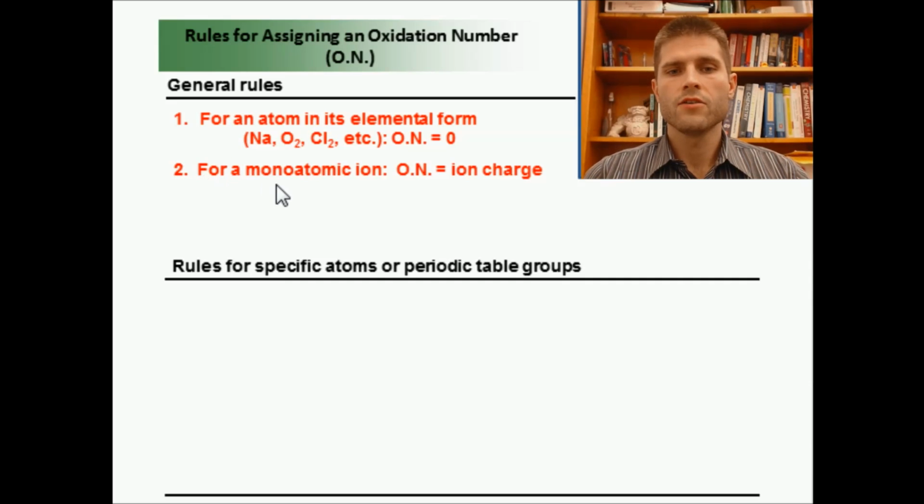Second rule, for monoatomic ions, oxidation number equals the ion charge. What in the world is a monoatomic ion? This is any element that has become an ion in an ionic bond, or if it's an ion in its ionic form in a solution. So if the sodium was Na+, that's a monoatomic ion. The oxidation number for Na+ would be +1. The oxidation number for O2-, so the ionic form of oxygen, would be a 2-. So anytime we have an ion, the oxidation number equals the charge on that ion.